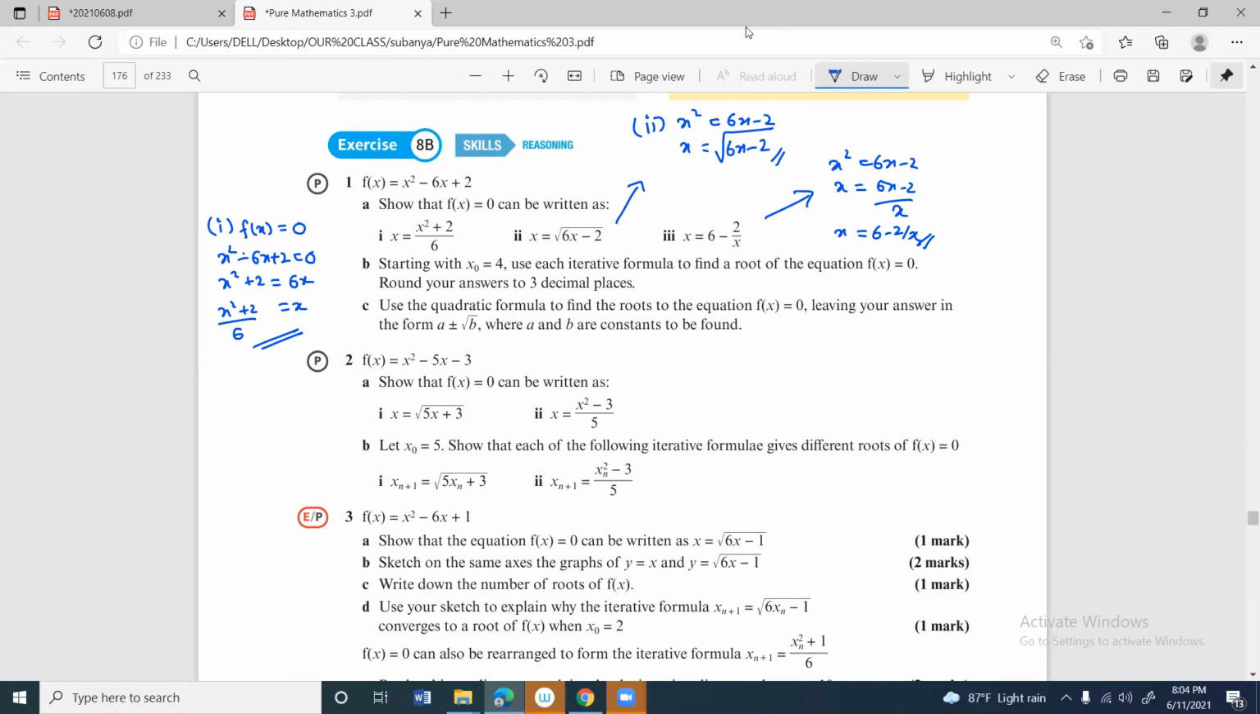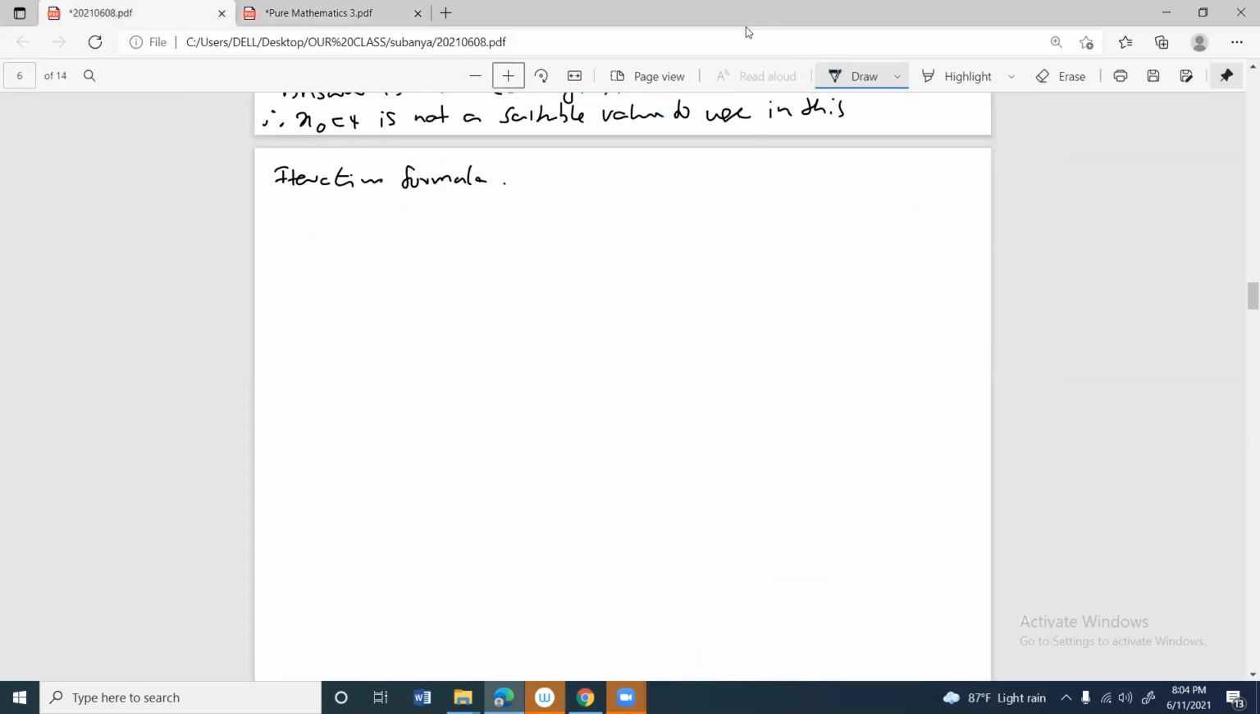Then, starting with x naught equals 4, use the iterative formula to find the root of f equals 0. Round your answer to 3 decimal places. We'll go ahead with the first equation, x squared plus 2 over 6.